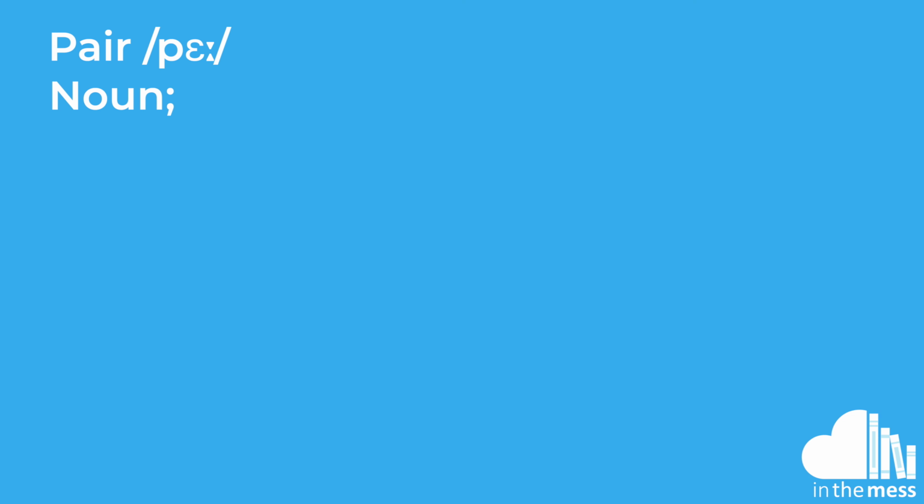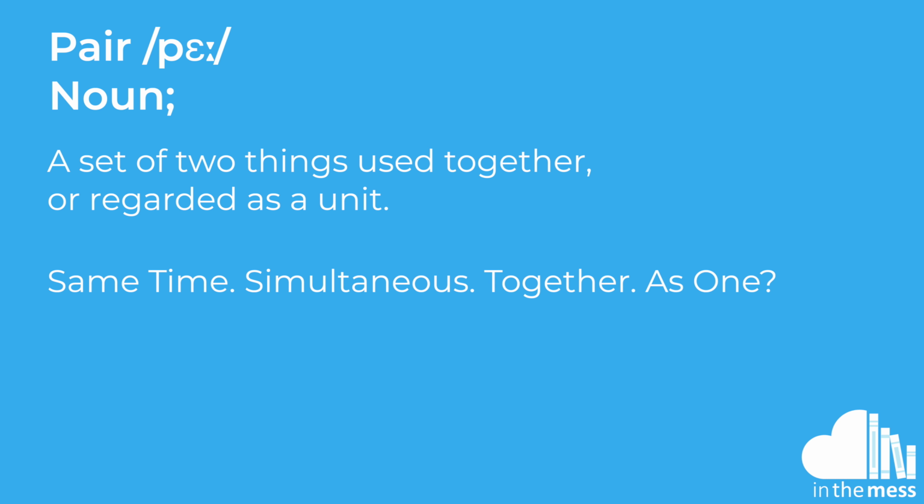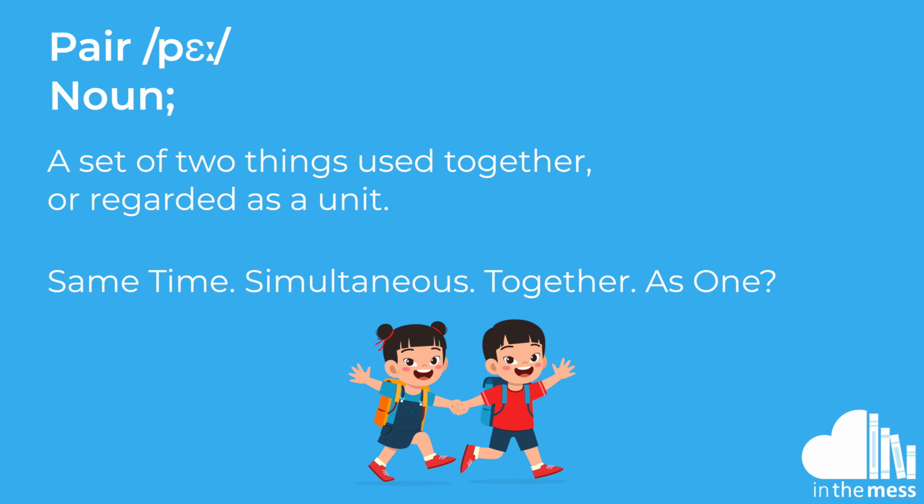Pair. Noun. A set of two things used together or regarded as a unit. So paired samples equals same time. Not 3 hours apart. Simultaneous. Together. As one. Clear?